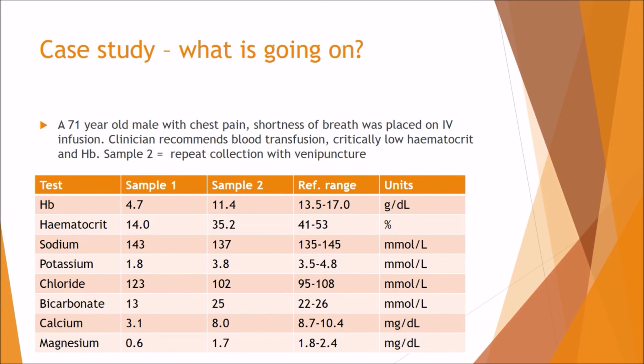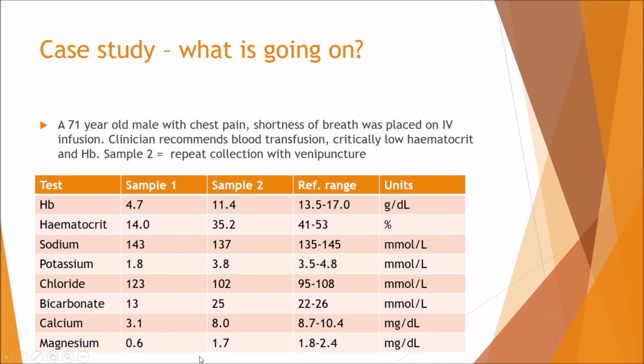Okay, so using everything we've just gathered throughout these few slides, let's apply this to a case study. So we've got a 71-year-old male with chest pain, shortness of breath, and was placed on IV infusion. The clinician recommends a blood transfusion as they have a critically low hematocrit and hemoglobin. So after this first sample, they then took another sample, a repeat, but this time using a venipuncture.